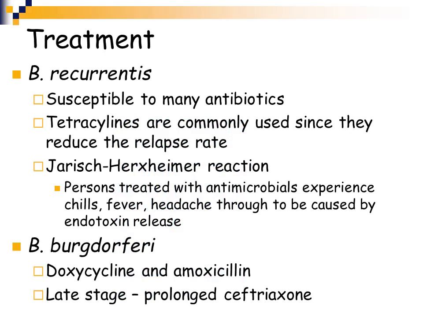Now, treatment, Borrelia recurrentis is susceptible to many different types of antibiotics. Tetracyclines are the most common because they reduce the relapse rate. There is something called Jarisch-Herxheimer reaction, and this happens when people who are treated with antimicrobials then experience chills, fever, headache, and it's thought to be caused by the endotoxin release as the Borrelia recurrentis are being killed by antimicrobials. Borrelia burgdorferi can be treated with doxycycline and amoxicillin. And for late stage infections, those chronic infections, people have to be on prolonged ceftriaxone.